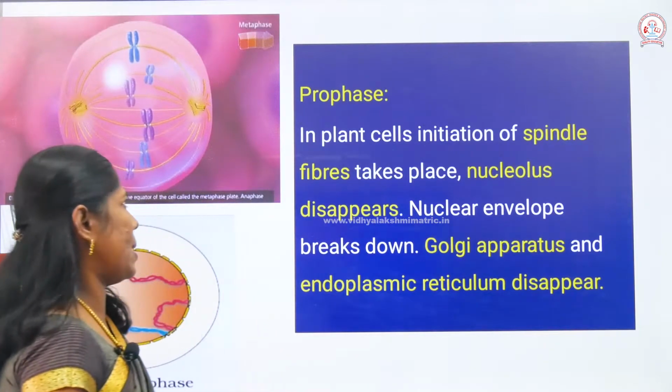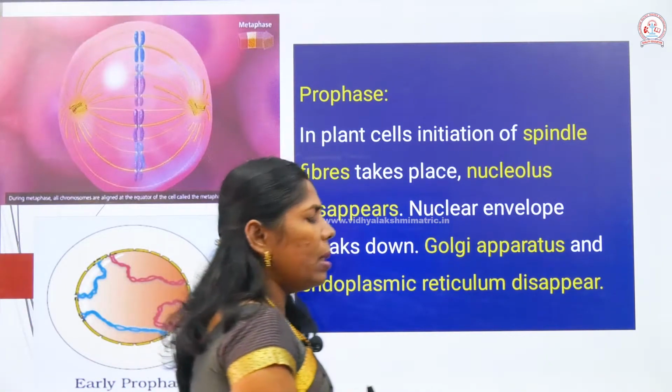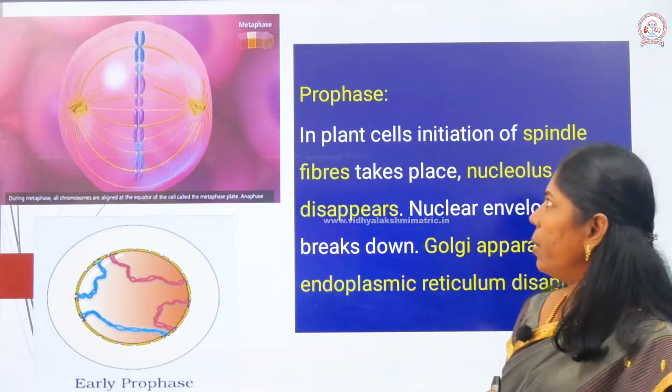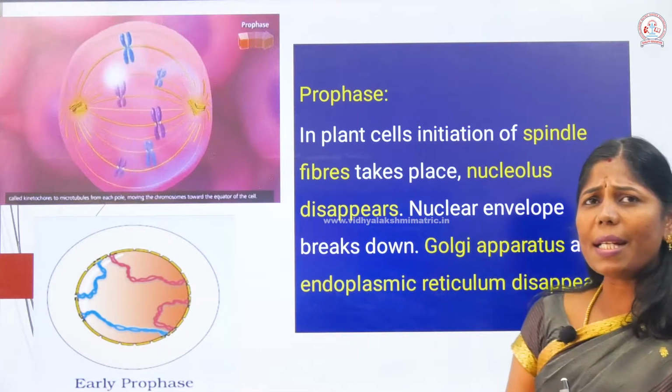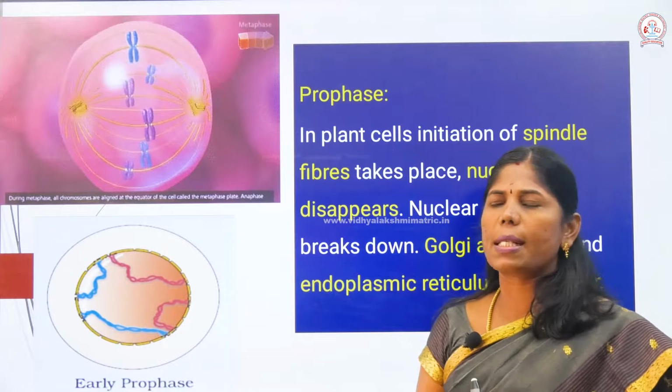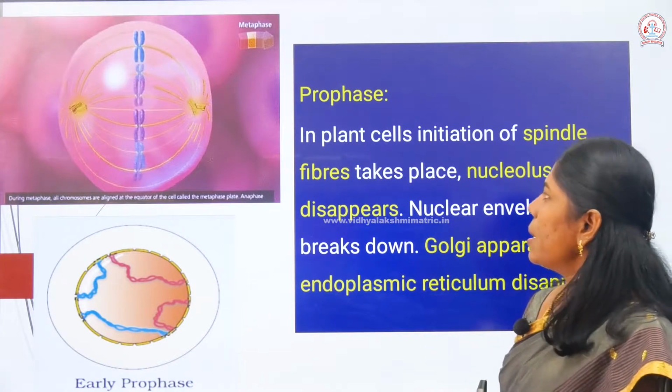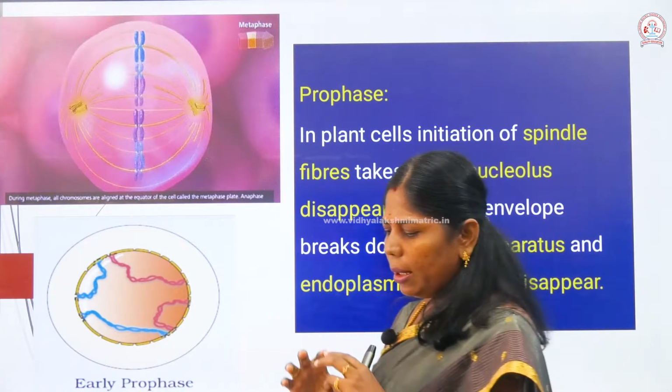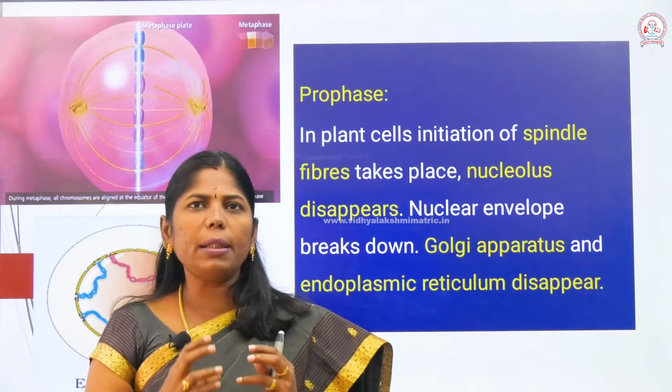That is prophase. Okay, the prophase is the initial phase of the mitosis. This is the longest phase compared to others. This is the longest phase. So, in the plant cells, what are the processes that take place in the prophase?